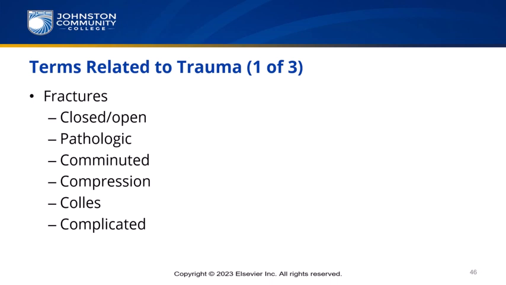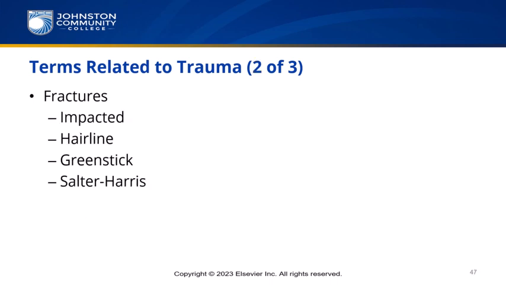Then finally we have a complicated fracture, which is one where the bone is broken at one or both ends and then pierces an internal organ. An example would be a broken rib that then pierces the lung or the heart. Some more fractures. An impacted fracture is one in which the ends of the broken bones are driven into each other. A hairline fracture is a minor fracture, appearing as a thin line on an X-ray. This type of fracture may or may not extend through the bone.